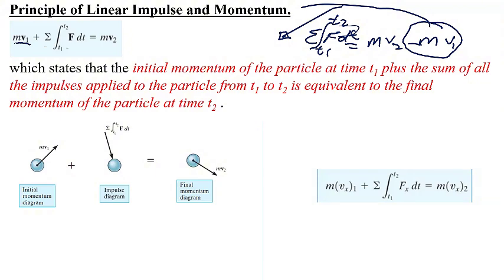Similarly to the free body diagram, the impulse diagram is an outlined shape of the particle showing all the impulses that act on the particle when it is located at some intermediate point along its path.